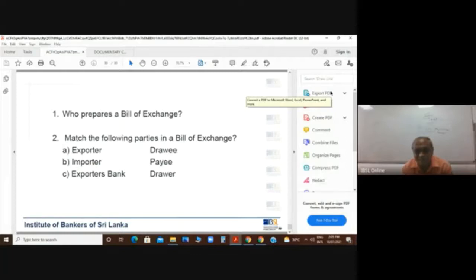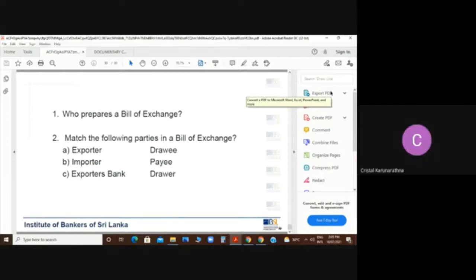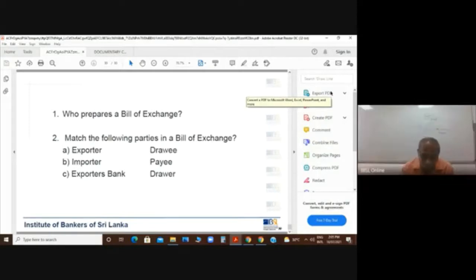What's the name? Drawer. Importer? Drawee. Exporter's bank is payee. Right? Okay. That is about what we learned about the documents seen in international trade operations.